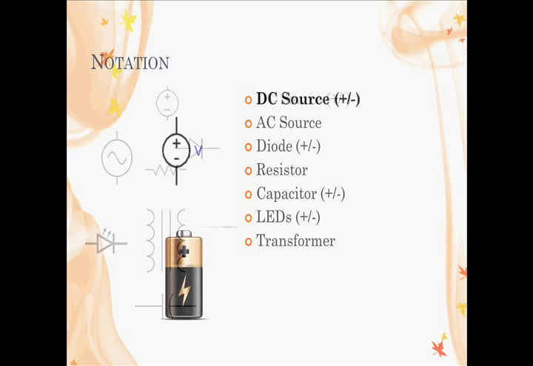Starting from the top, we have our DC source, which is basically a battery. We represent that with a circle with a plus and a minus. If you notice the plus and minus next to the DC source, this represents that this component is polarized, and the direction it's in your circuit does matter.